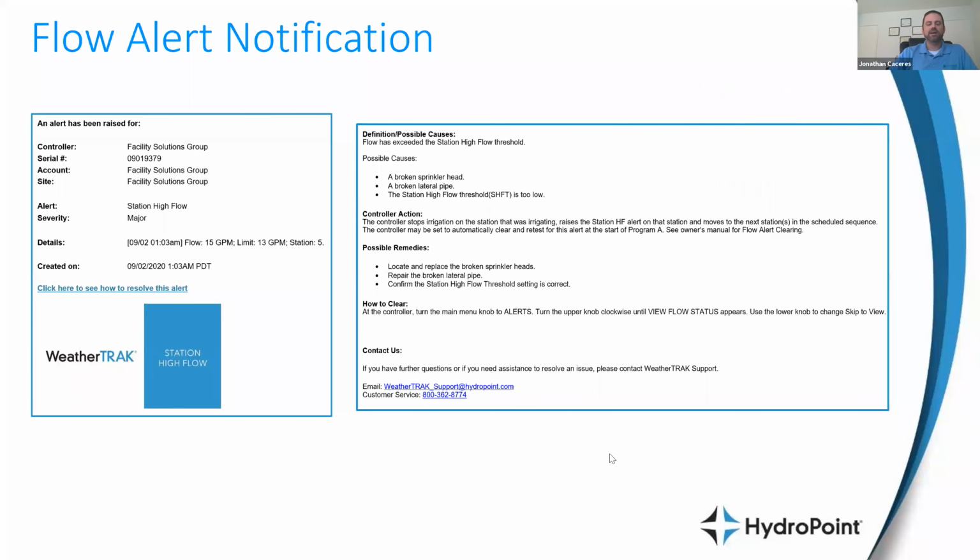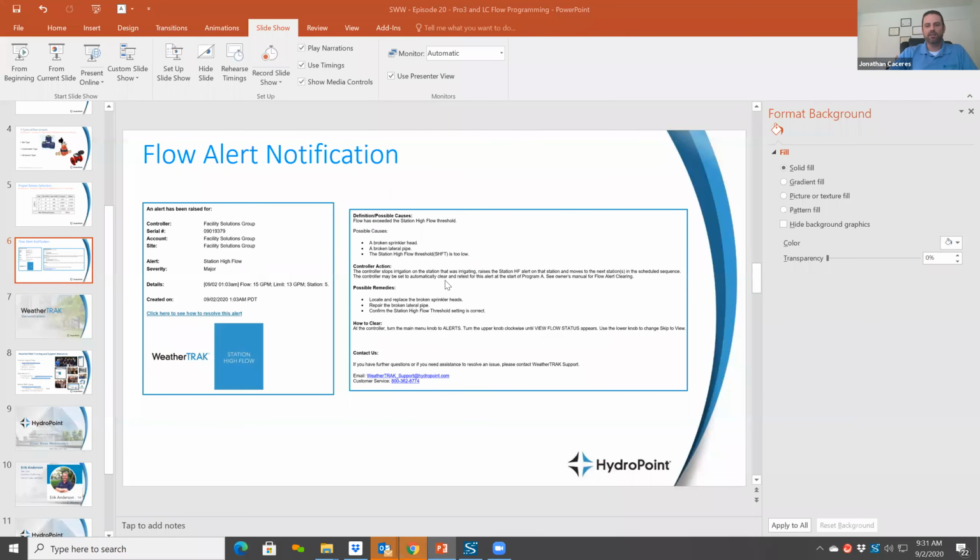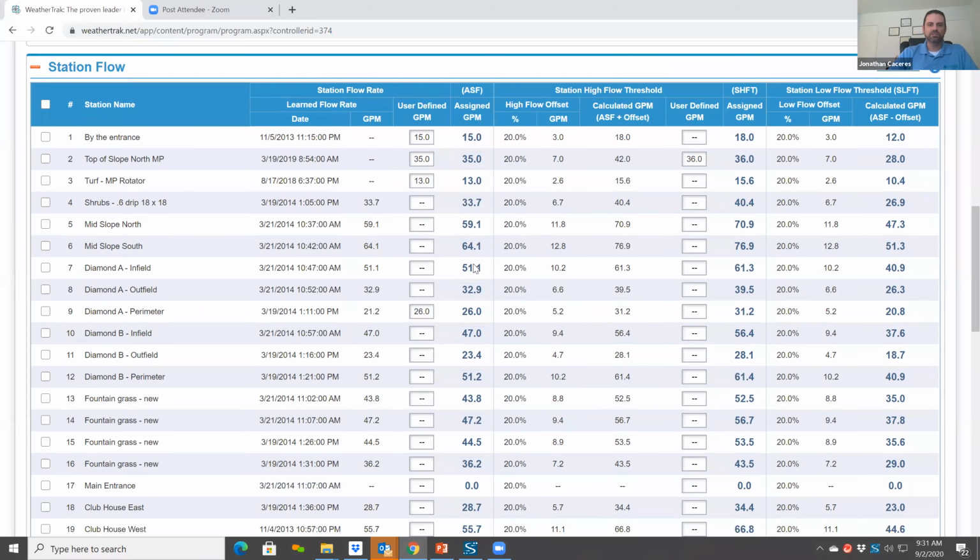So if everything checks out, then you can go ahead and go back in manually and change your station flow rate right there, and then that'll bump up your threshold. So the system will automatically default to the learned flow value, but you can go in here and user define a flow value.